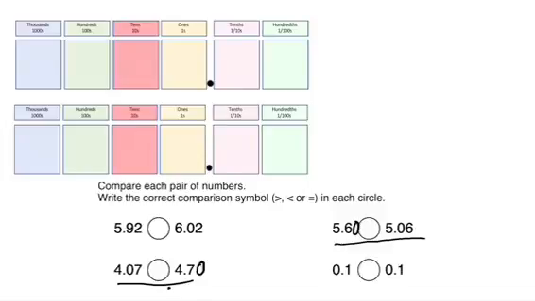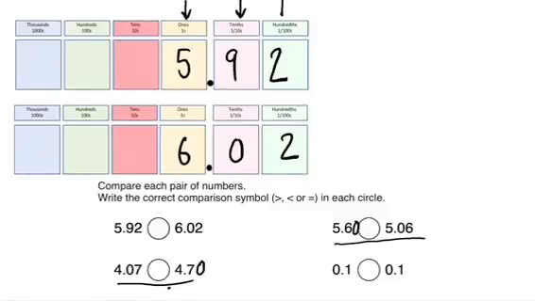So 5.92 and 6.02. I've made sure that all my columns, if one's got something in it, they both got something in it. Same number of decimal places. Now, I need to decide which one's bigger. Well, I start by looking at the thousands column. Well, they've both got nothing in it, so that doesn't help. Then I look at the hundreds column. Well, they've both got nothing in it, so that doesn't help.